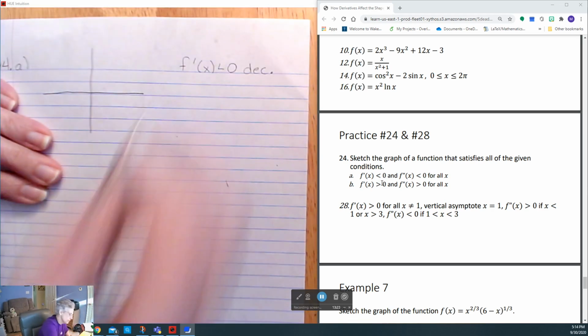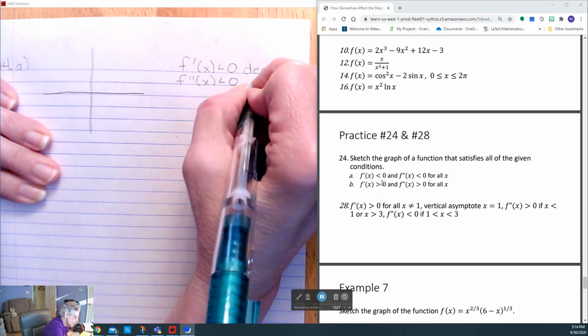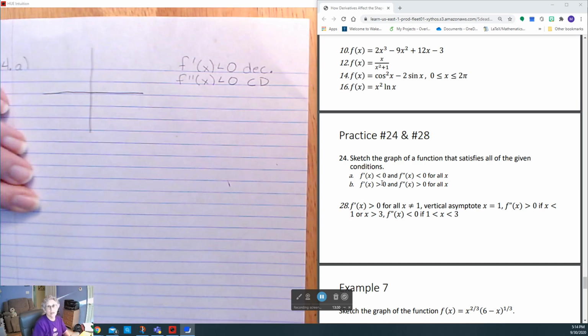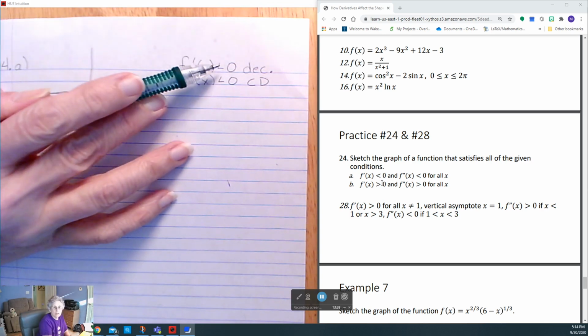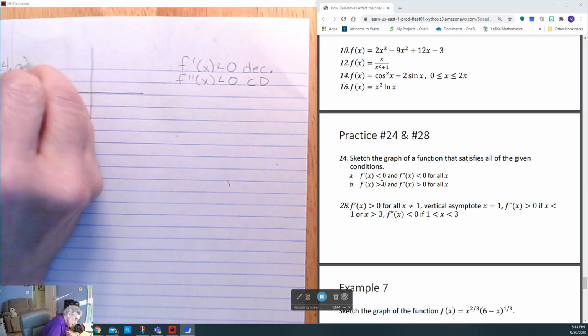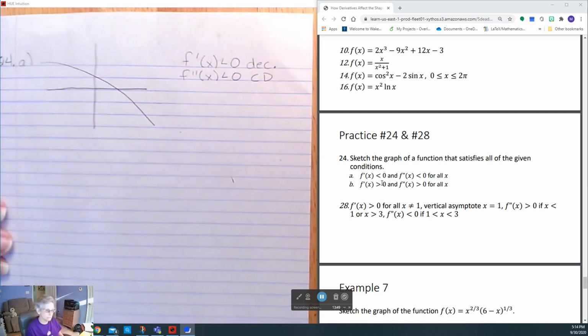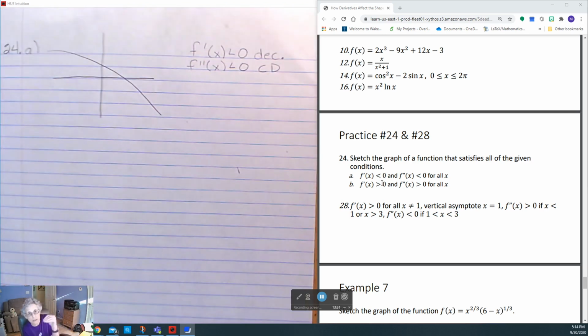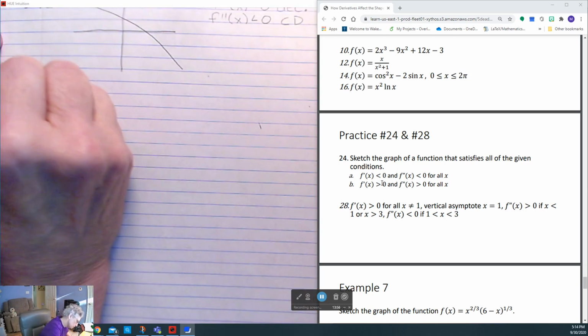The second derivative less than 0 means it's always concave down. So I need something that's always decreasing and concave down. You notice both of those are negative, so it's decreasing at an increasing rate. It looks like that. So it's decreasing, and it's decreasing faster and faster and faster as time goes by.